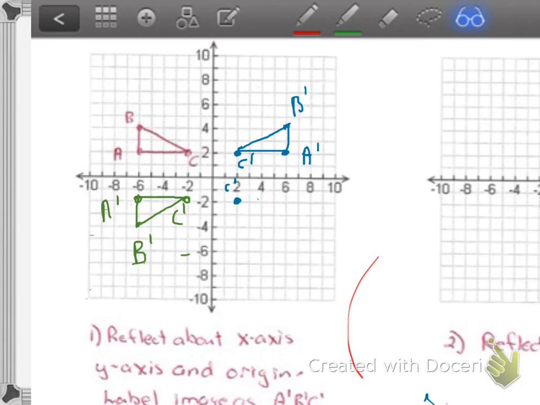A is at negative 6, positive 2. Now it's at positive 6, negative 2. And B is at negative 6, positive 4. Now it's going to be at positive 6 and negative 4. Draw your triangle, and now you've reflected it all three ways.